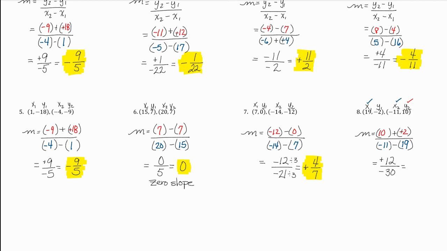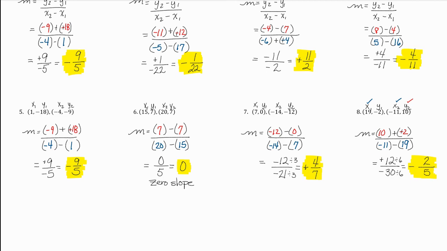So here we go to simplify our signs. A positive and a negative is a negative. And it looks like these are both even numbers, so they could be divisible by 2, but could they be divisible by something else? And it looks like they could be divisible by 6. 6 goes into 12, and 6 goes into 30. So 12 divided by 6 is 2, and 30 divided by 6 is 5. So our slope here is a negative 2/5.